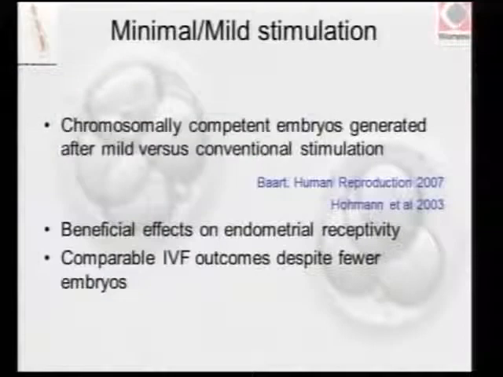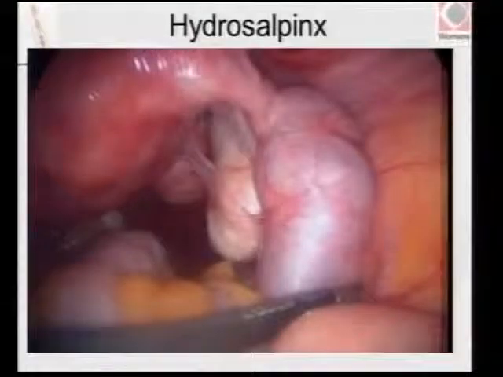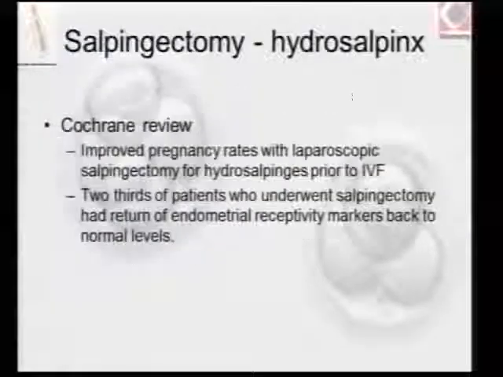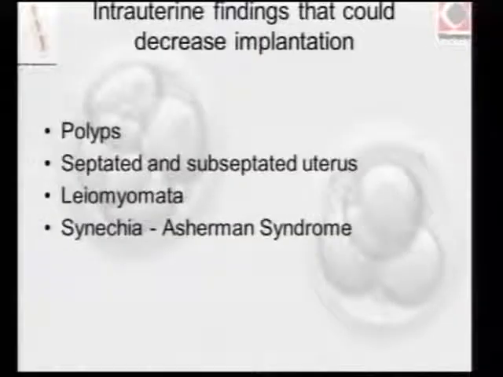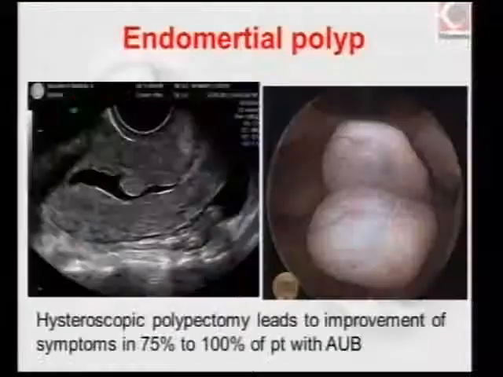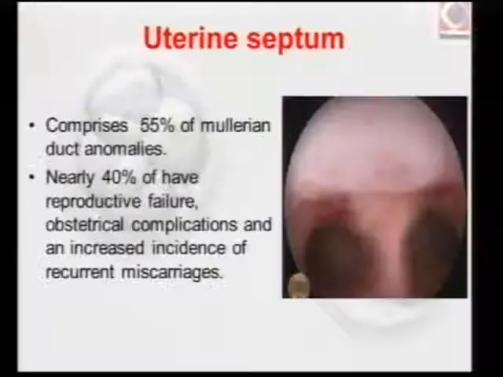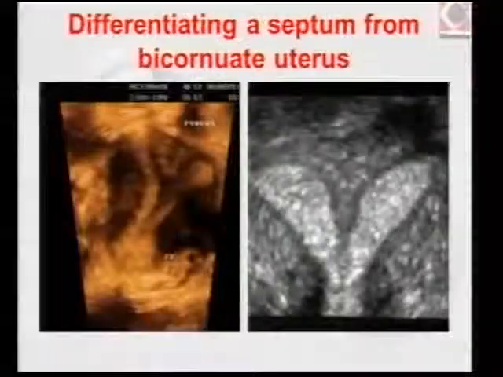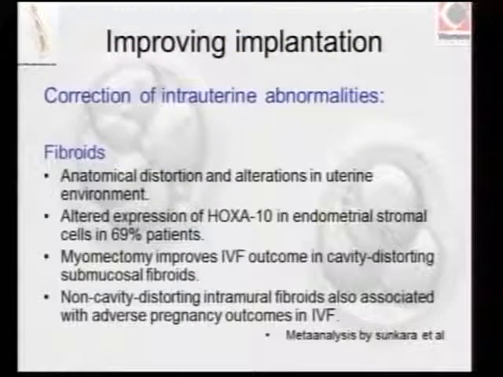Ovarian stimulation can change. There are people who resort to mild ovarian stimulation now, which makes the gametes better. Hydrosalpinges need to be excised. Endometriosis needs to be dealt with. Intrauterine problems need to be dealt with as well for implantation to occur beneficially. So these are the areas that we have to look at correcting.